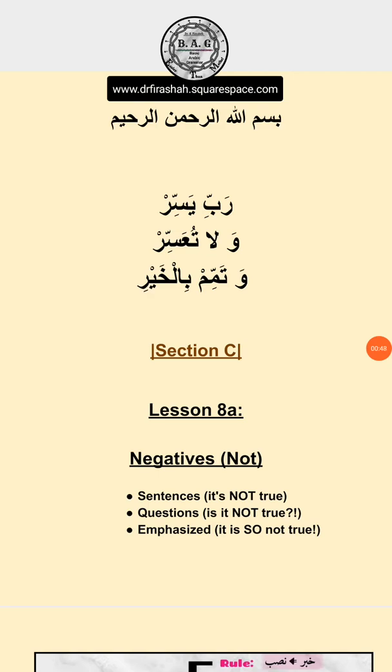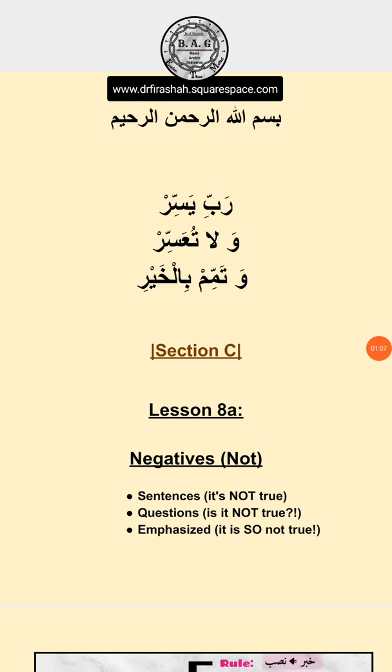Alright, now I have divided this entire topic of negatives into three lessons. So first of all, I'm going to tell you how to make negative sentences. So it's going to be the regular sentences that are going to be negative. For example, it's not true.